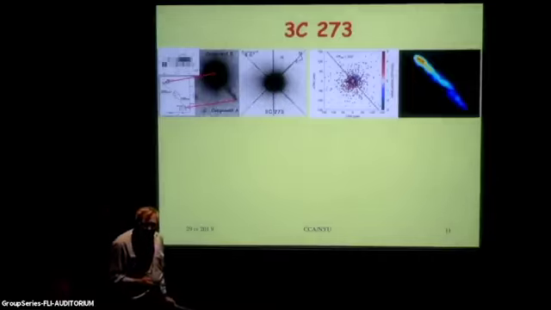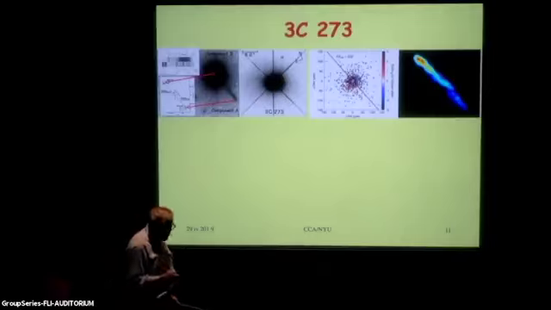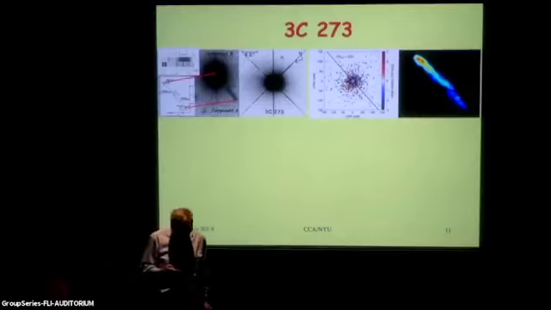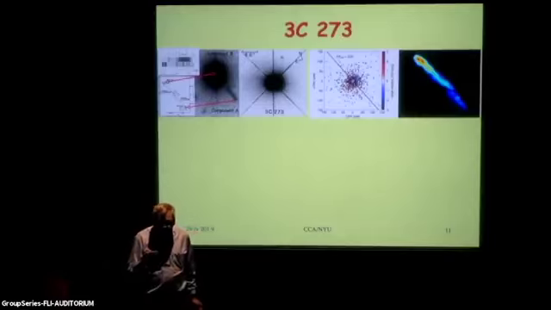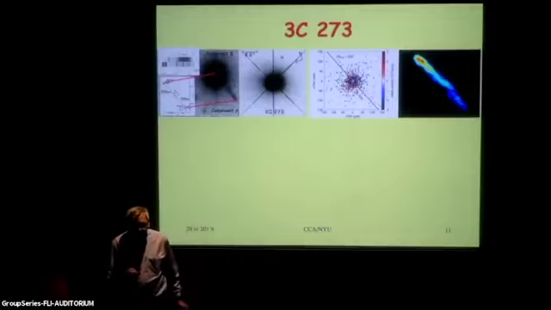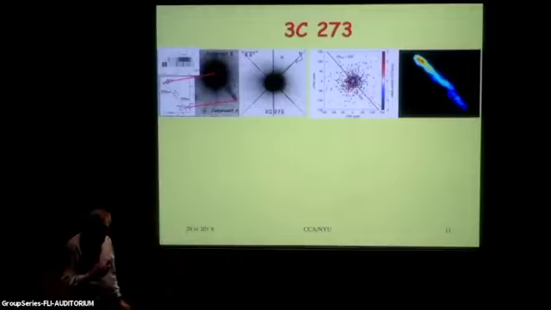Physical scale? Sorry? What's the physical scale in that? In this case, in 3C273, they're resolving the broad line region on a scale of about 10 to the 17 to 18 centimeters. Okay, so in that case, you're about 10 to the 4th gravitational radii.